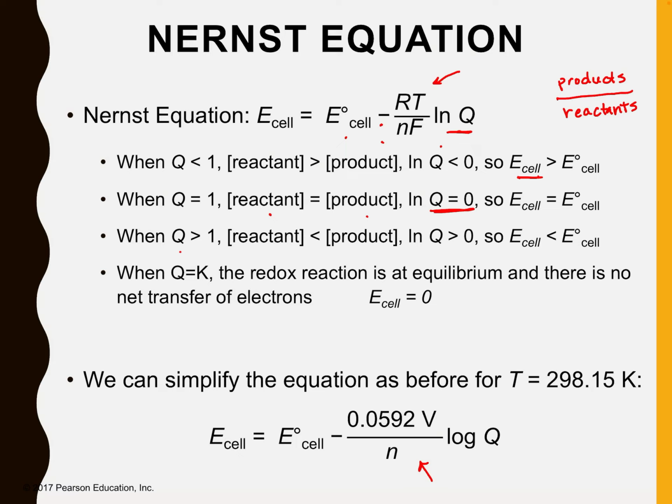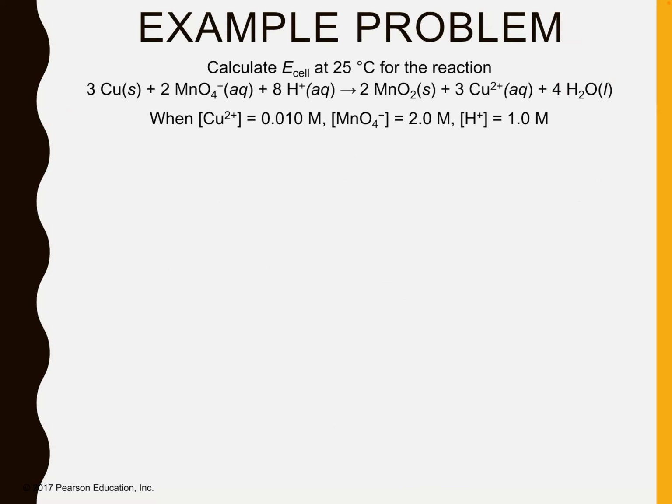And when we're at equilibrium, all of the electrons that are being transferred one way are also being transferred the other way. So there's not a net transfer of electrons, and we need a net transfer of electrons in order to have some electricity, right? So if we don't have a net transfer of electrons, then E of the cell will be equal to 0. Okay. All right, let's go ahead and try this out.